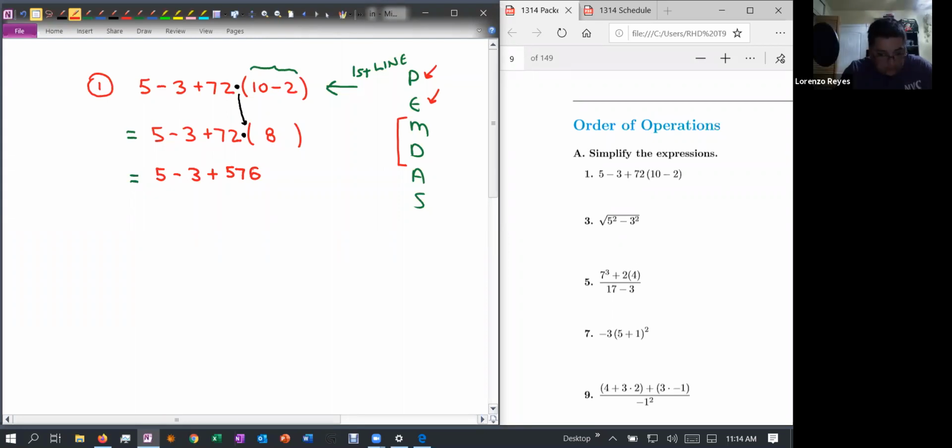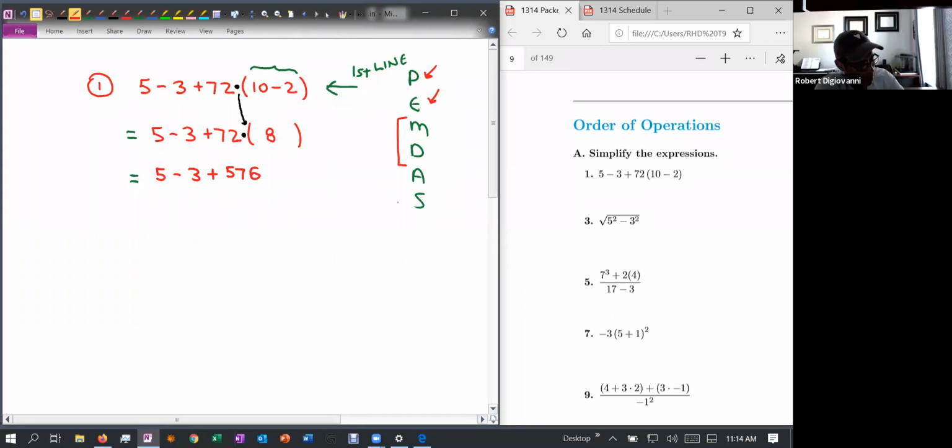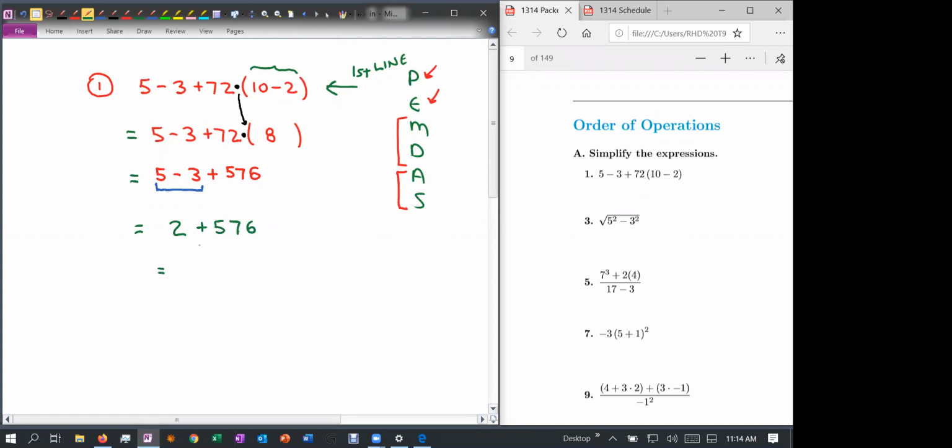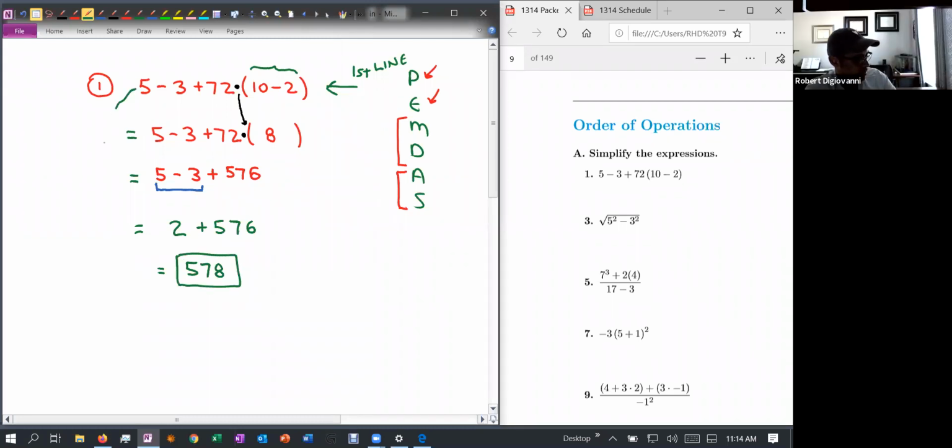No. No more, right? So we can move on to addition and subtraction, and we're going to do addition and subtraction left to right. So we will start by doing the 5 take away 3. And so 5 take away 3 would give you 2. And then plus, we still have 576. And then finally, 578. So what we're saying is that the original expression, when it is simplified, is really just the number 578. That all makes sense? Yep. Okay. Let's look at the next one.